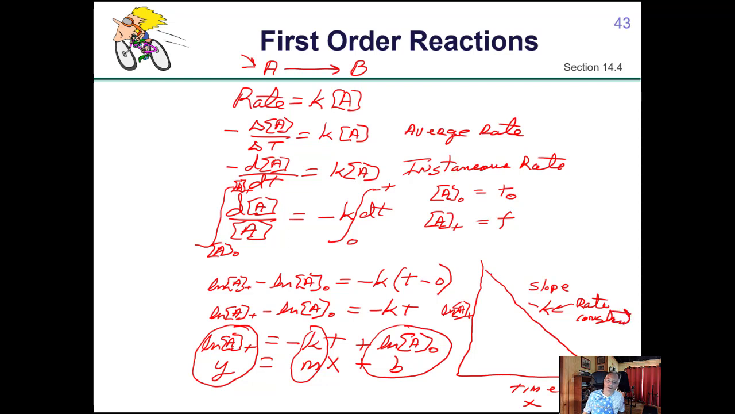Okay, and then over here you've got the y-intercept, which is going to be the natural log of the starting concentration. So this is an extremely handy thing to have. We call this the first order integrated rate law. That's what this is, the first order integrated rate law. And you're going to want to know that, or at least know how to use it. Okay, so let's move on.